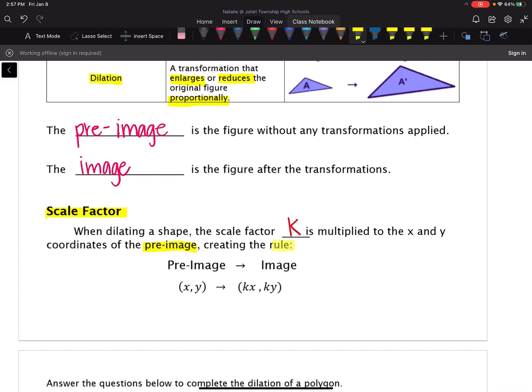So we have what's called a rule, or just a way to note the transformation that's going on. You could be given the coordinates of a pre-image. This arrow represents some transformation that we want applied to it. In this case, it's going to be that dilation. And again, after that transformation is applied to the coordinates of the pre-image, we are going to end up with the coordinates, or the ordered pairs, of the image.